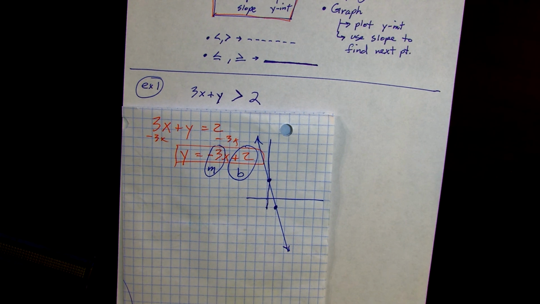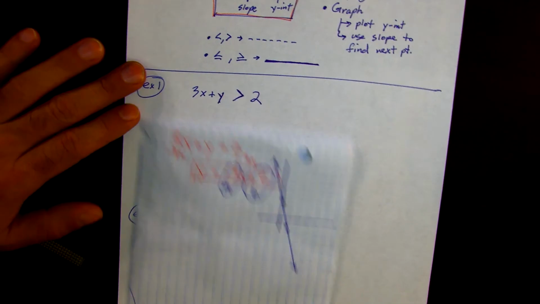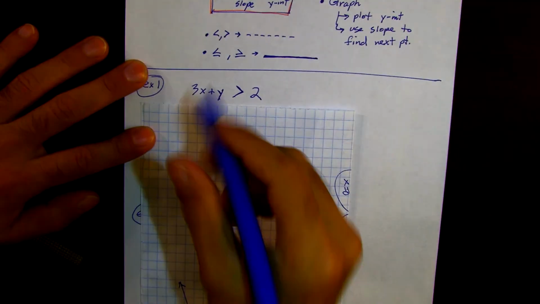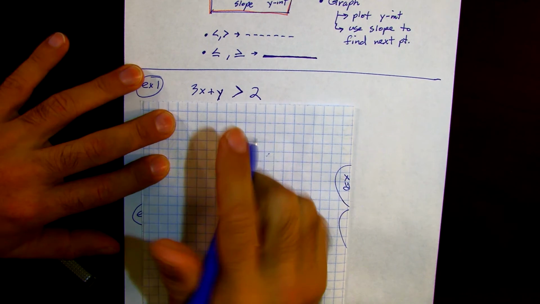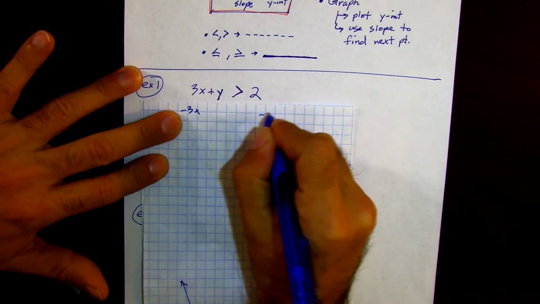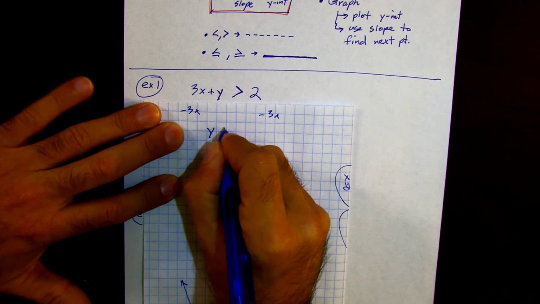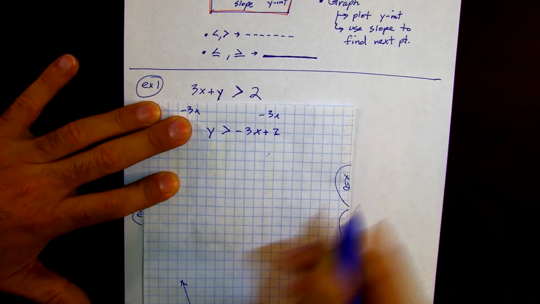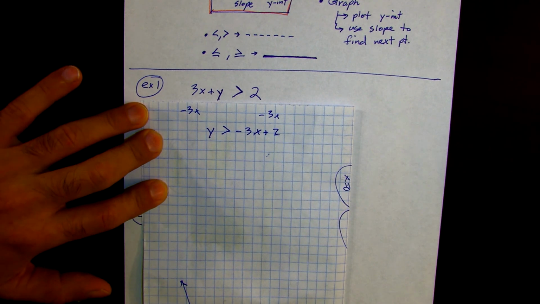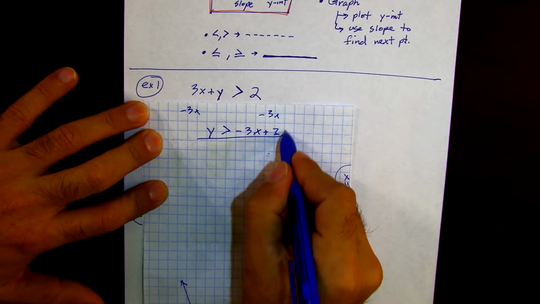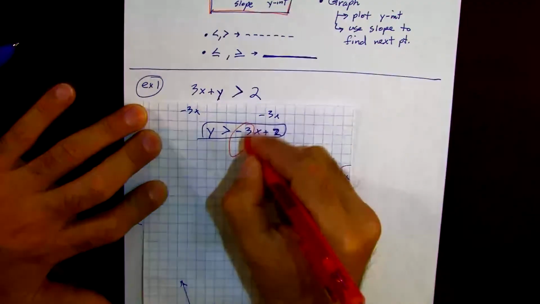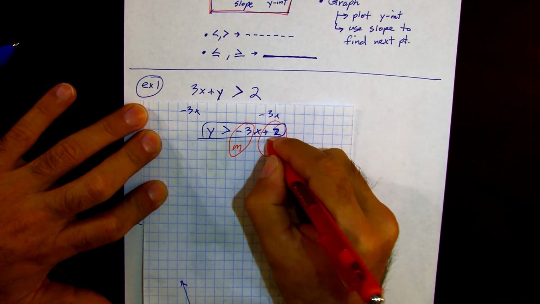Okay, so this lesson is only a couple steps further than that. That's all. Okay, so I'm going to go ahead and now graph this right here. Watch, it's going to be the same process. I'm going to go ahead and subtract 3x from both sides. I'm going to end up with y is greater than negative 3x plus 2. Okay. So now that I have my function in my slope-intercept form, now I can just go ahead and pull out the same information. That's my slope.